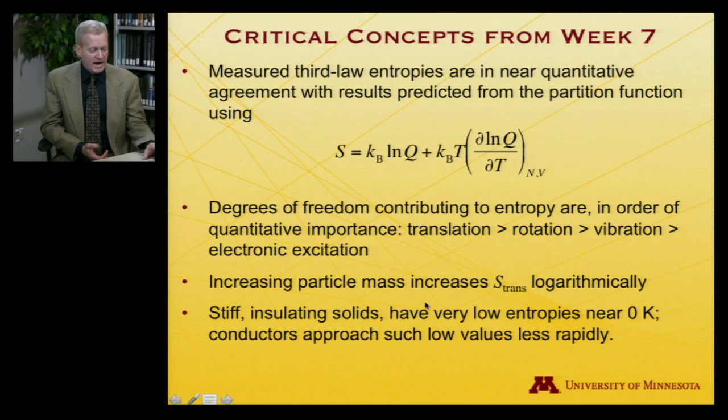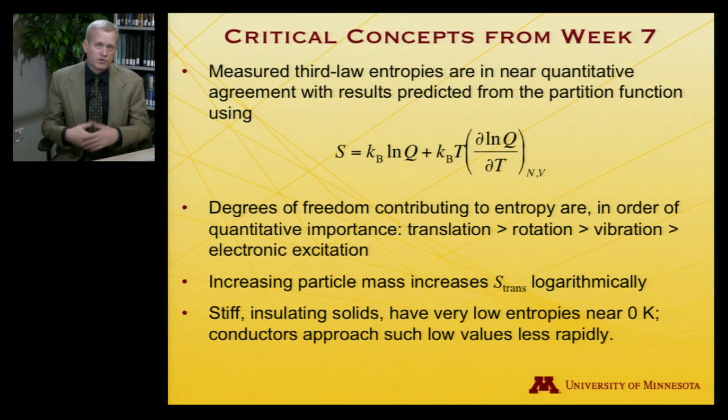As a particle's mass increases, the translational entropy also increases, and it does so logarithmically with the mass. Very stiff insulating solids, like diamond, have very low entropies near 0 Kelvin, and conductors get to low entropies much less rapidly because they're conductors, because they have electronic motion that needs to be considered as well.